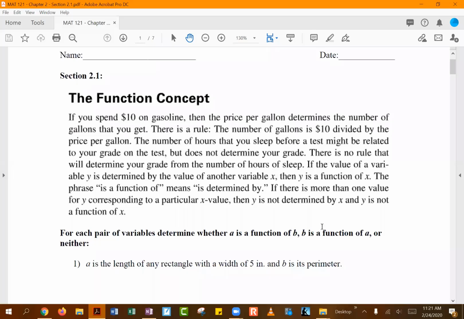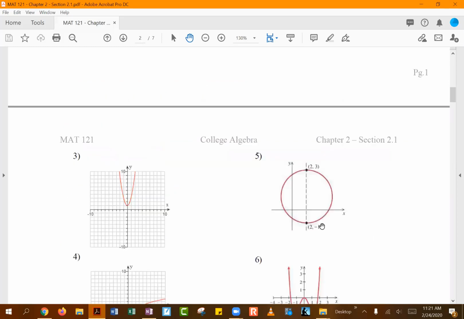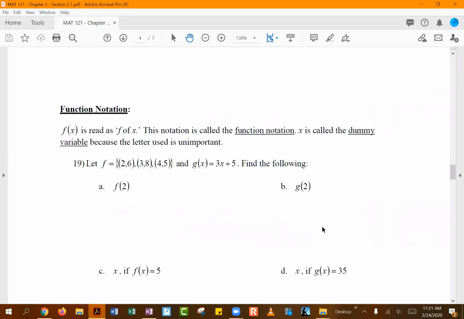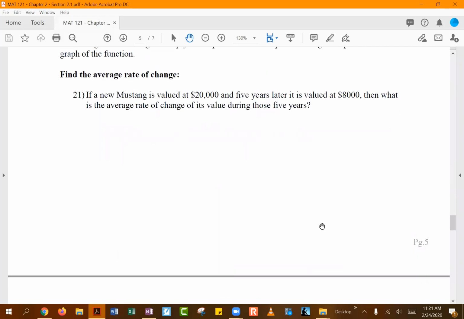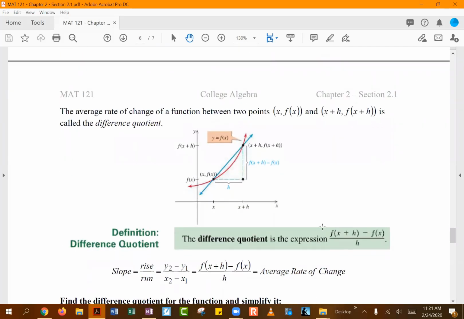All right, folks, so let's go ahead and continue our discussion with 2.1. We had just talked about the average rate of change. This was the last example we had done, and we were just beginning to introduce our difference quotient here.